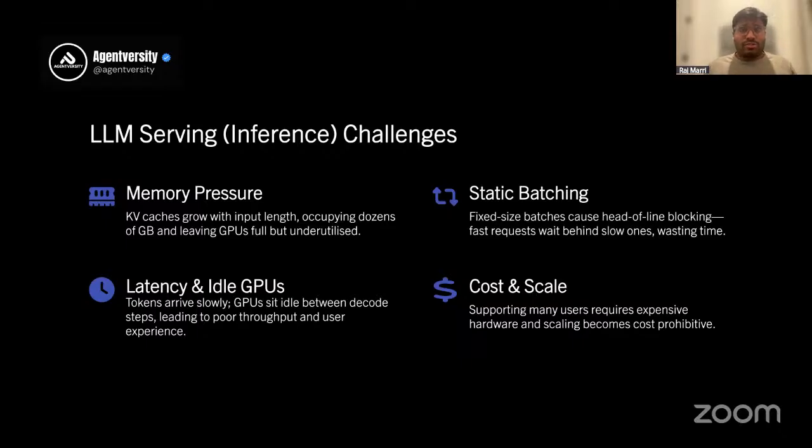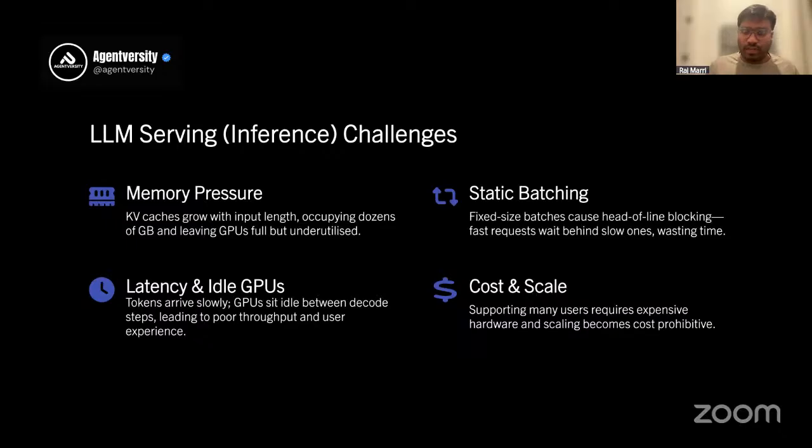There's also static batching, because when you send one request and other requests are blocked until this request is served, it means you're not making the most of your GPUs. You have huge capacity, but now you're just working on one request, which is huge. Latencies and idle GPUs definitely cost money, because when the GPU is idle, it means you are losing money. So how do you take care of these latencies?